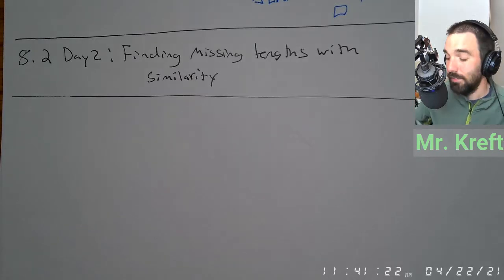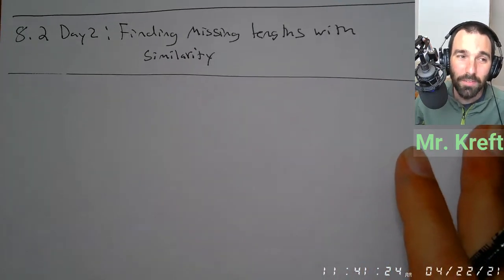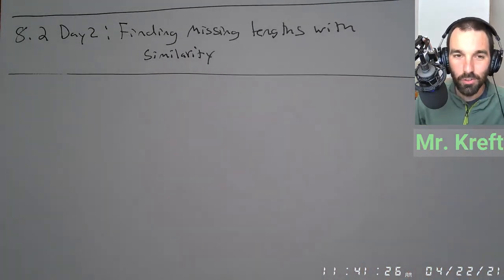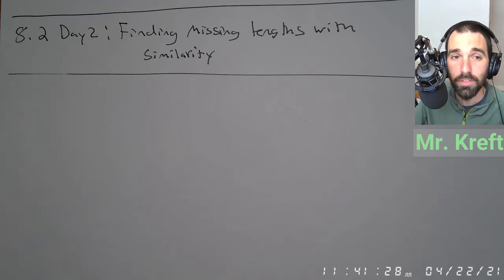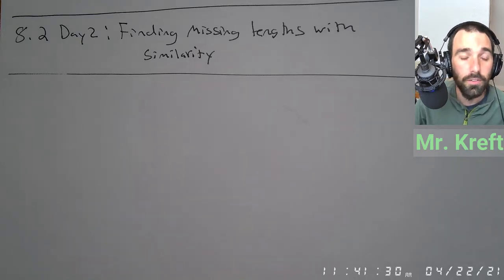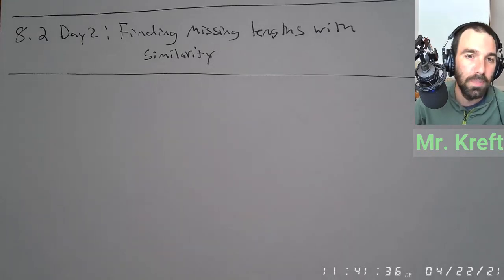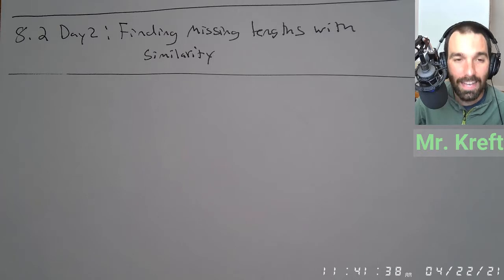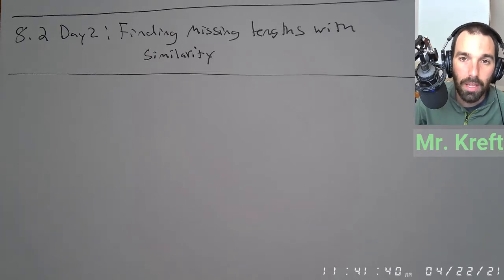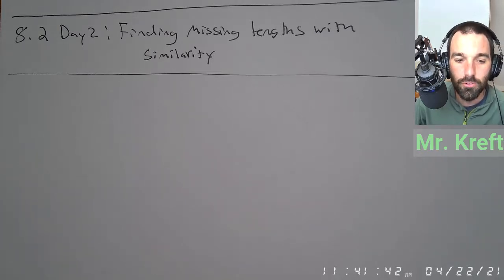So this is one of the coolest things. There's a lot of cool things you can do with similarity, but one of the coolest, and often used, is finding missing links with similarity. And I'm not just talking about any links. I'm talking about links that we wouldn't be able to find without similarity. I'm talking about things where a tape measure just doesn't work.